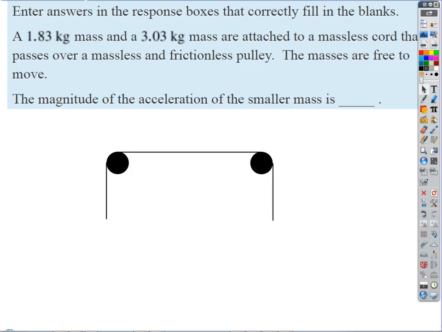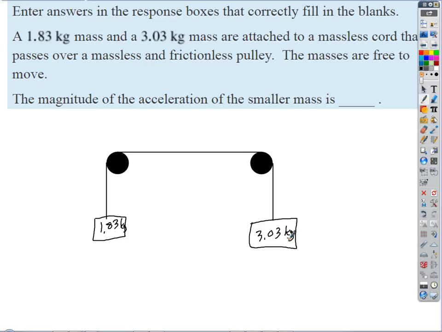Okay, so what do we got here? We have two masses. We have a mass of 1.83 kilograms, and then we have a larger mass of 3.03 kilograms, right? So what are the forces acting on this system here?